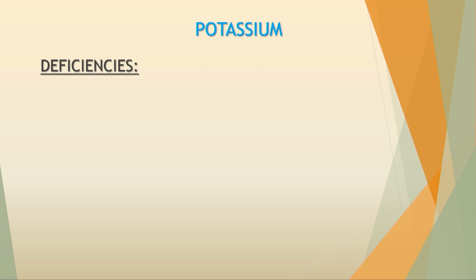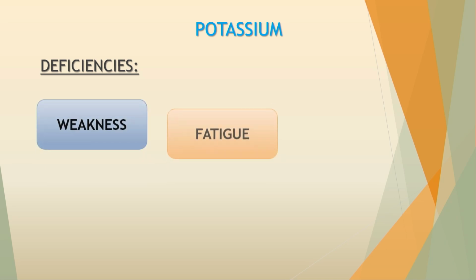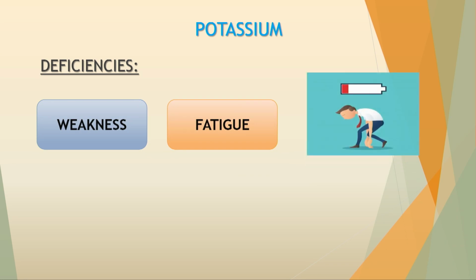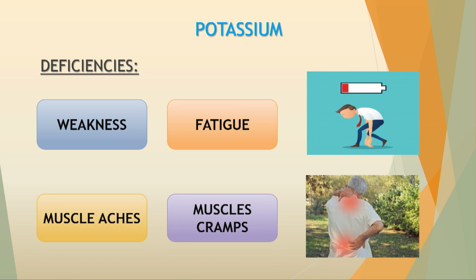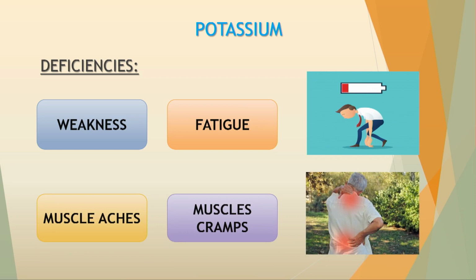Let's see the deficiencies of potassium. We suffer from weakness, fatigue, muscle ache, muscle cramps. These are the 4 deficiencies of potassium.